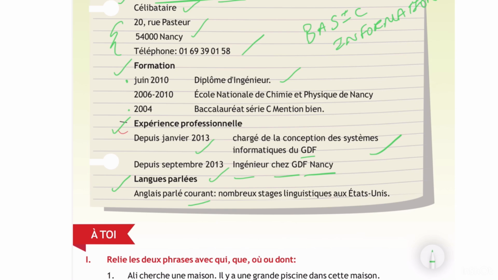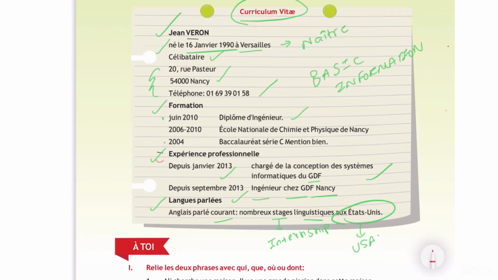Okay, un nombreux stage linguistique aux États-Unis. That is, he's done multiple. Stage is basically your internship, and this we can make out. Linguistique is your linguistic internships, right? Where has he done it? He's done it in the United States, that is États-Unis, USA.